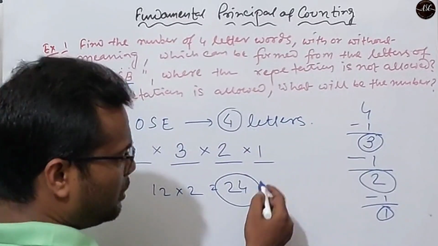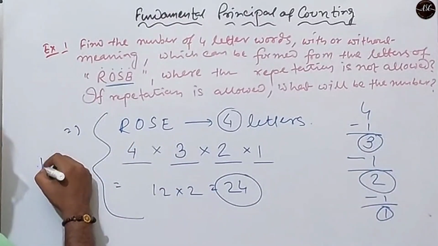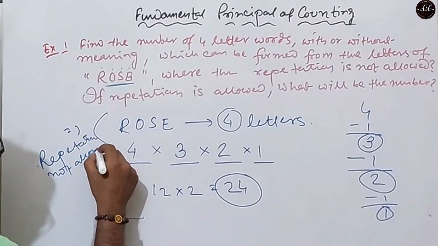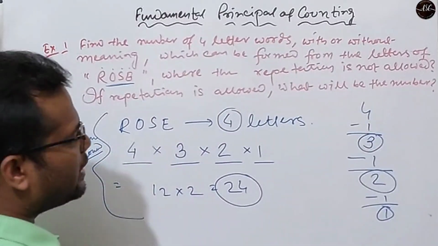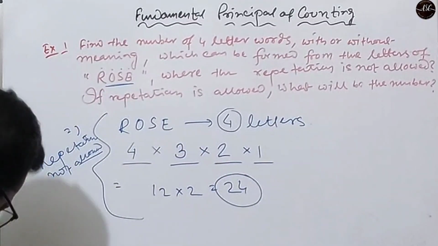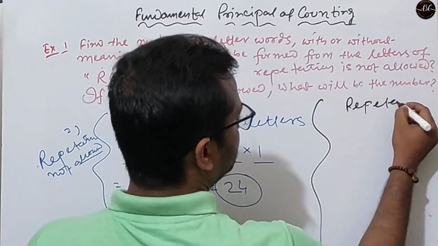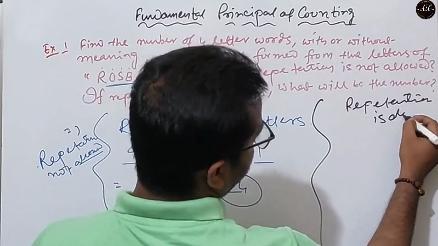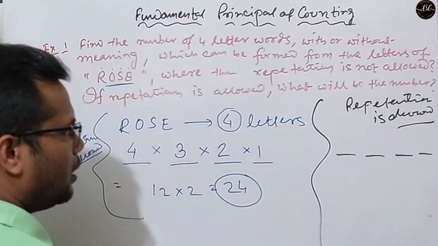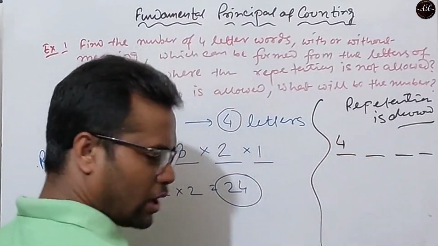This is when repetition is not allowed. Now when repetition is allowed, just see, what will be the number? We first draw 4 dashes. There are 4 letters, so the first can be chosen in 4 different ways. We can write 4.